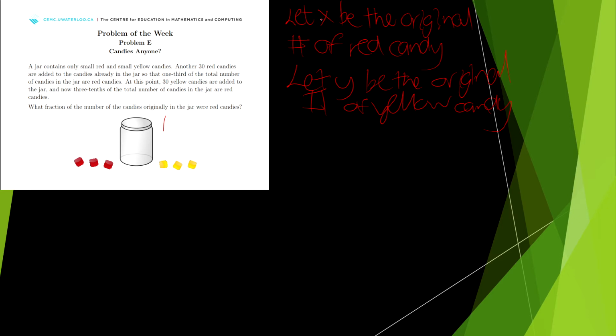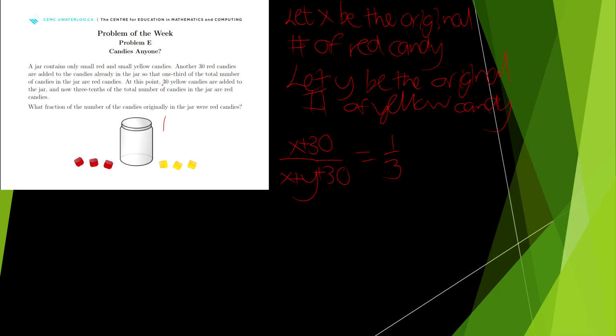So we know that originally we have x over x plus y. This is the proportion of red candies originally. And now we add 30. So we have to add 30 to both the numerator and the denominator. And we know this equals 1 over 3.